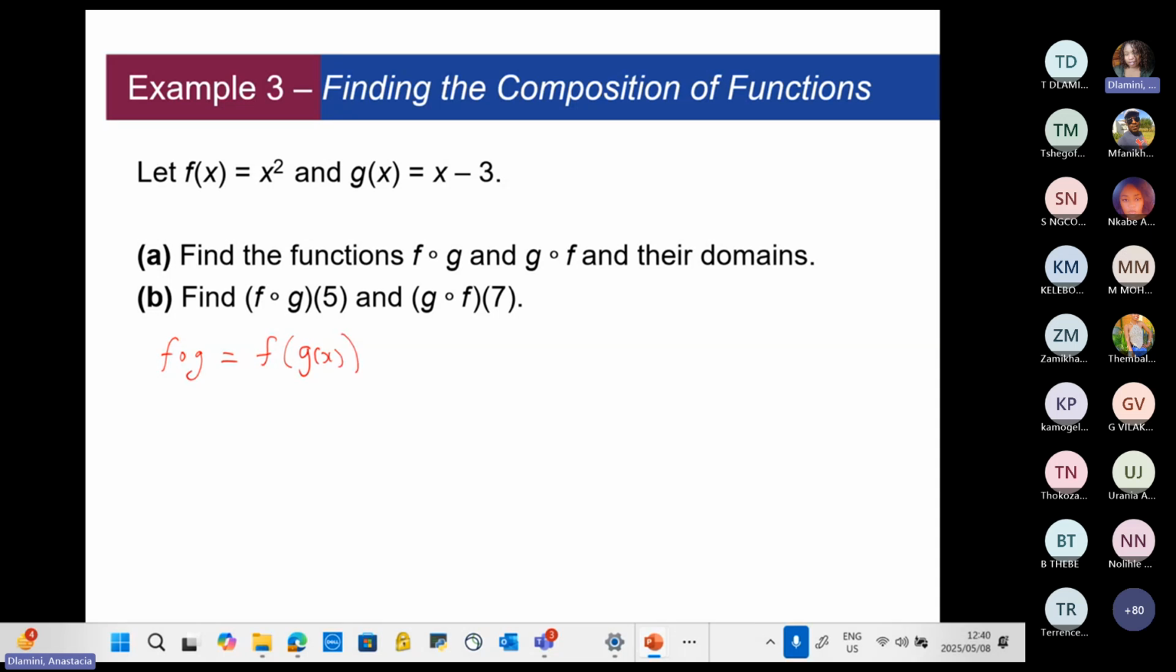So what is f? f is x squared. Now where you see x, remember we had f of x, now we want f of g of x. Where you see x, you put g of x. So this will be g of x, squared. And what is g of x? g of x is x minus 3, so you have (x minus 3) squared. Then you have done the composition of functions. Ma'am, where is the squared coming from, the g of x squared? It's coming from here.